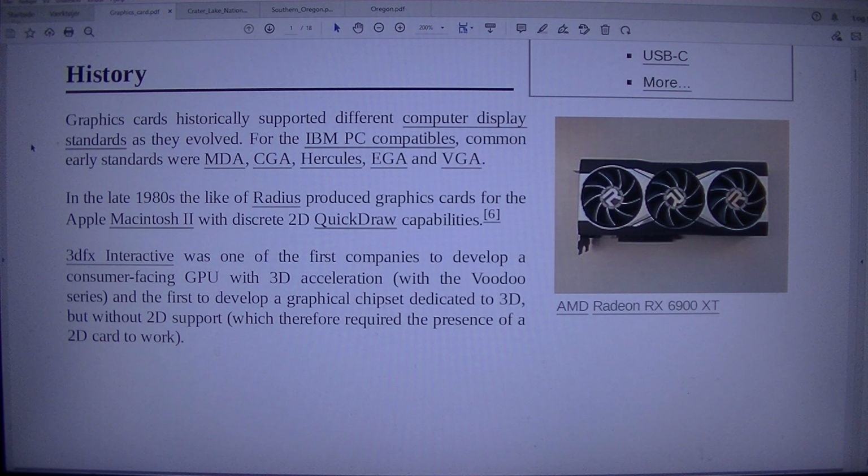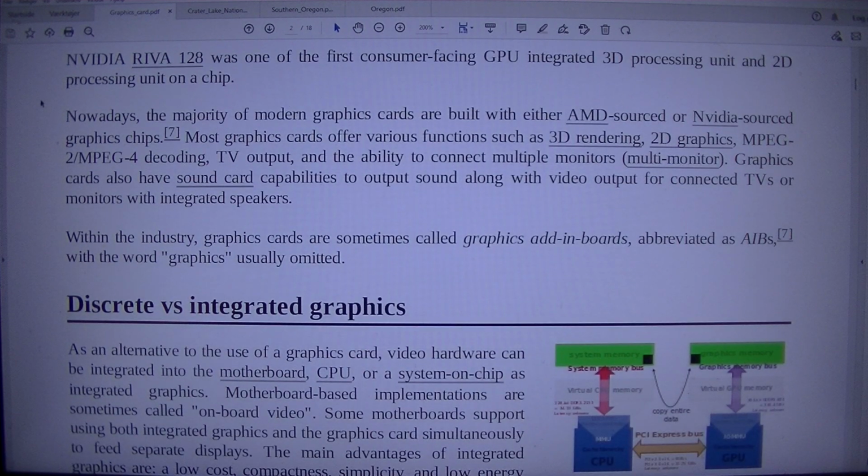3DFX Interactive was one of the first companies to develop a consumer-facing GPU with 3D acceleration, with the Voodoo series, and the first to develop a graphical chipset dedicated to 3D but without 2D support, which therefore required the presence of a 2D card to work. NVIDIA Riva 128 was one of the first consumer-facing GPUs to integrate a 3D processing unit and a 2D processing unit on a chip. Nowadays, the majority of modern graphics cards are built with either AMD-sourced or NVIDIA-sourced graphics chips.